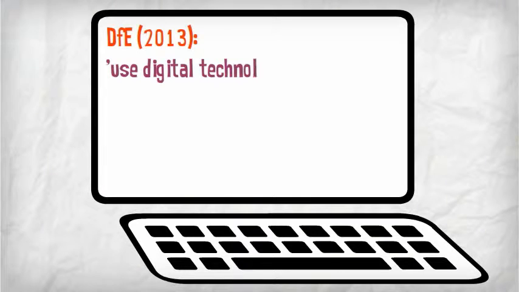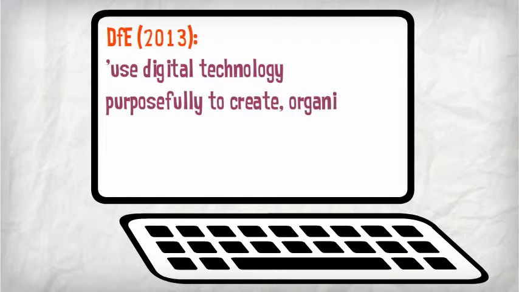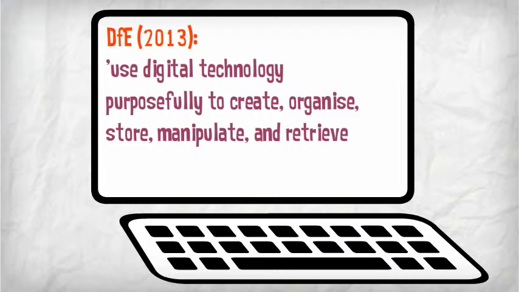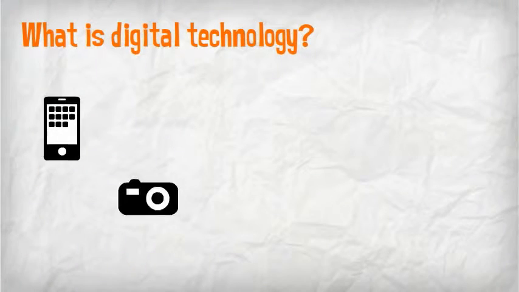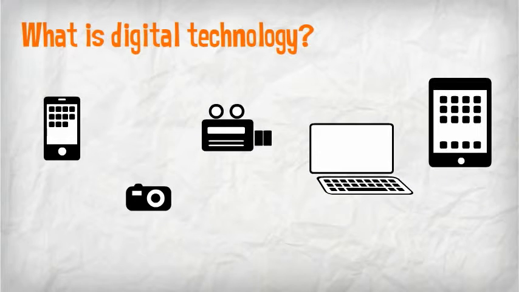The DFE state that children need to be able to use digital technology purposefully to create, organise, store, manipulate and retrieve digital content by the end of Key Stage 1. But what is digital technology? At the most basic fundamental level, digital technologies are how we communicate with the world.